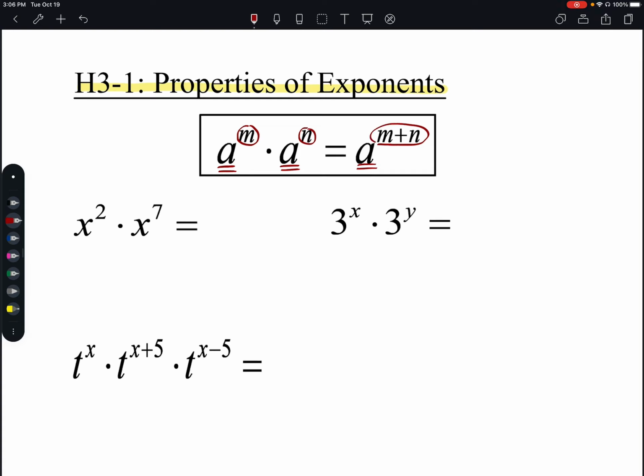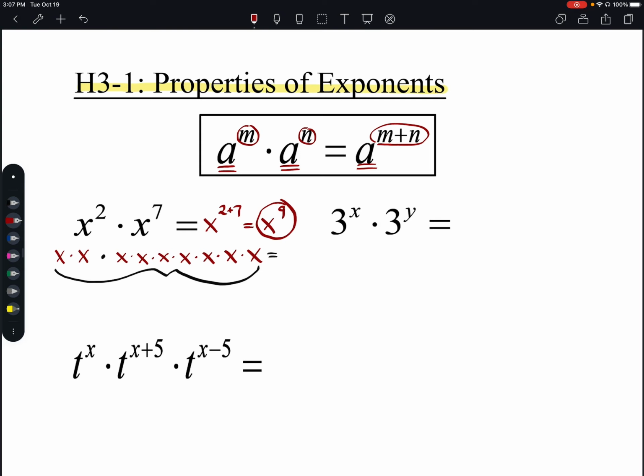If we want to expand out our first example, x squared times x to the seventh, x squared really means x times x. We know x to the seventh means x times itself 7 times. So when you think about that expression, we're multiplying x times itself 9 times. This is the same thing as saying x to the power of 2 plus 7, which gives us x to the 9th power. That would be our answer for that example.